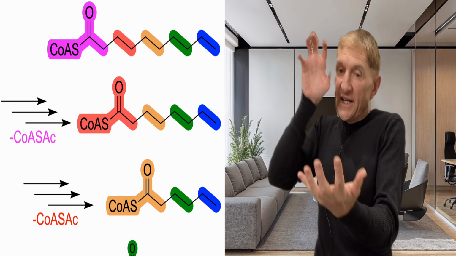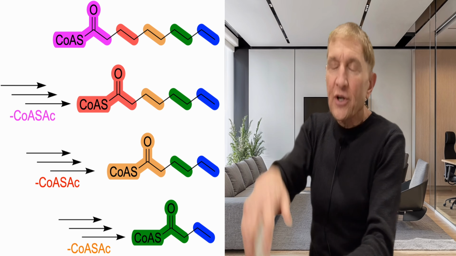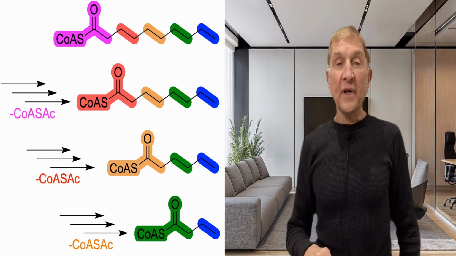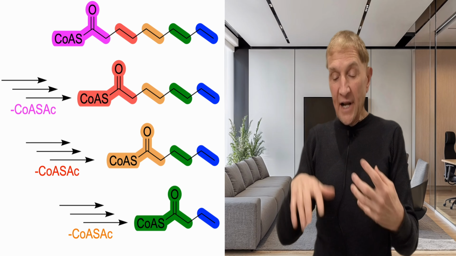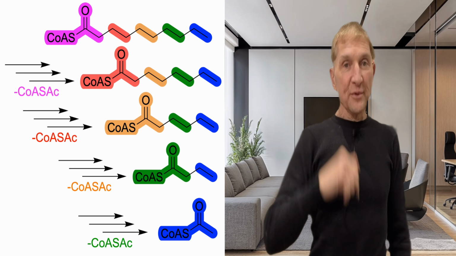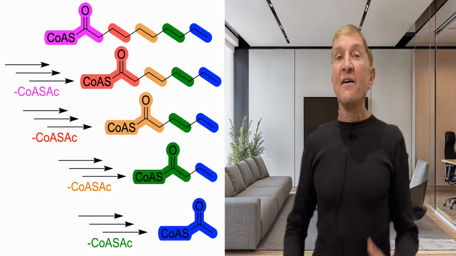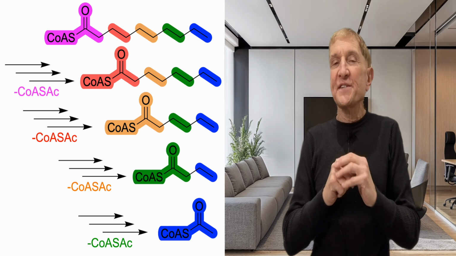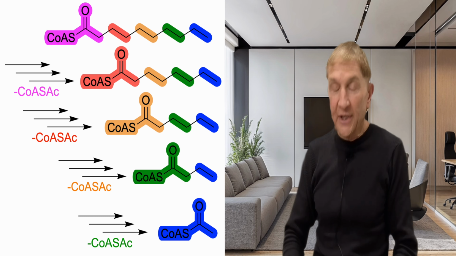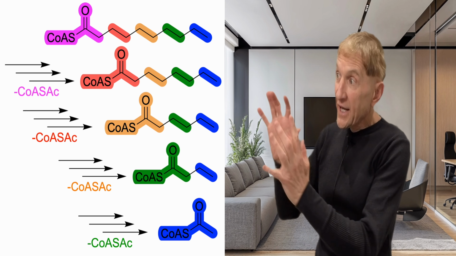So in that way, 2 carbons are trimmed from the fatty acid chain in each step, and beautifully we generate acetyl-CoAs put into the Krebs cycle. Catabolism, very efficient. Oxidation of fatty acids is a very efficient way to generate, ultimately, energy via ATP.